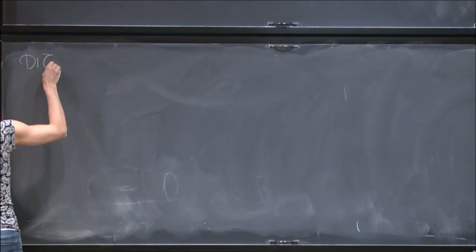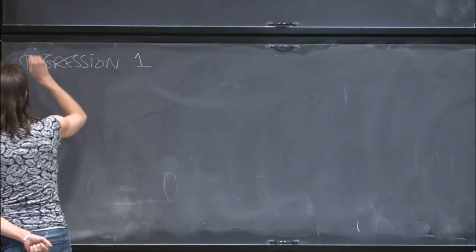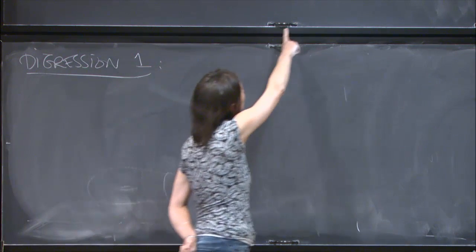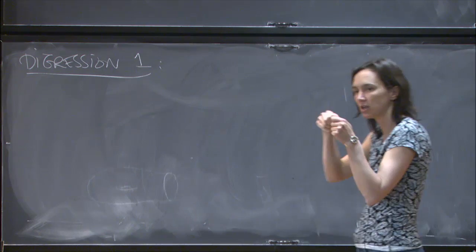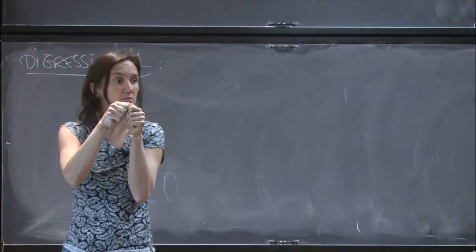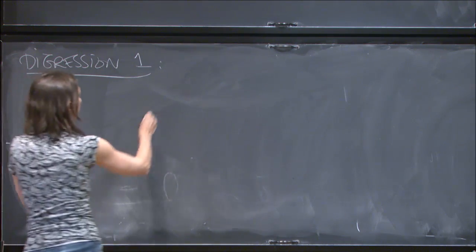Digression one. At least one thing I've done is a product of loops, which was I took the one loop and then I took the other loop. Okay, so this is one thing we need. But this is happening with loops that intersect, that have the same base point. Okay, these are called the base loops. So base loop space.